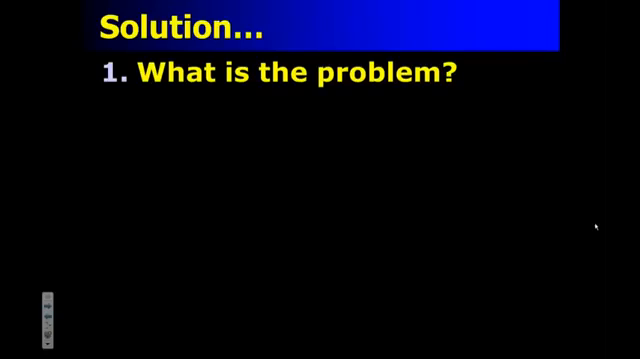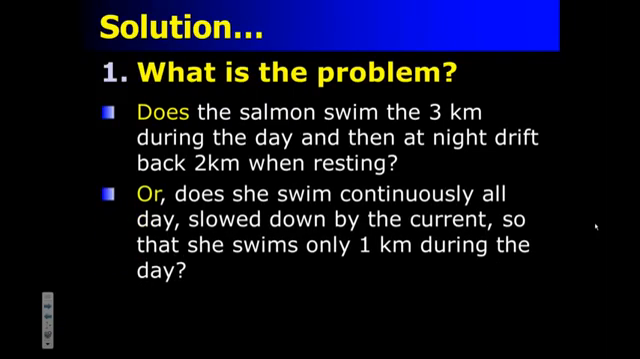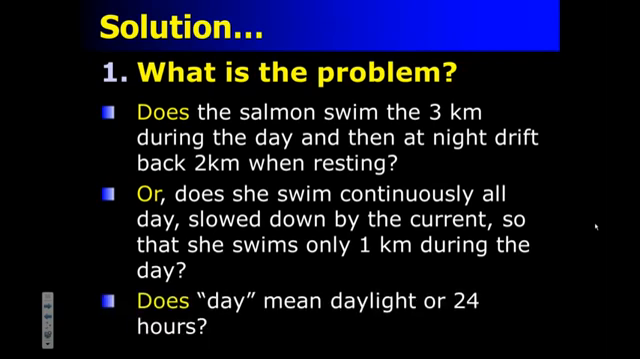It's not well defined. So for example, does it mean that the salmon swims 3 kilometers during the day, and then when she goes to bed, the current, while she's sleeping, pushes her back 2 kilometers? Is that what it means? Or does it mean that the current's so strong that she has to push against it all day long and actually only makes 1 kilometer of headway? And what does day even mean? Does it mean daylight, or does it mean 24 hours? All of these are unanswered questions when I go to solve it.